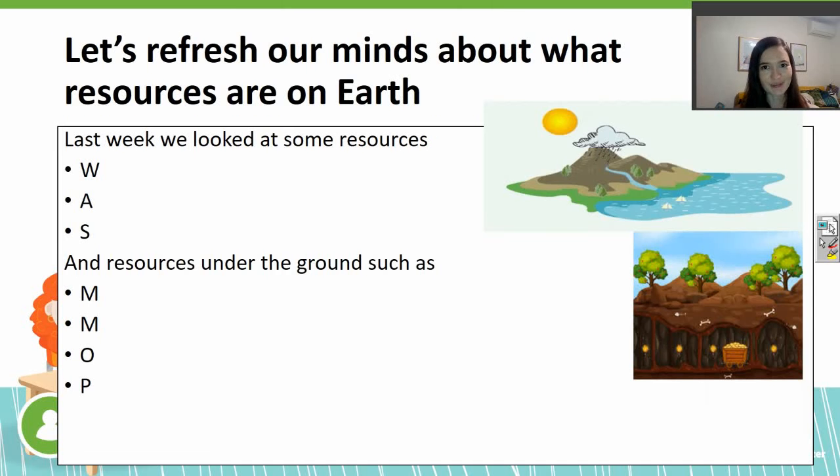Okay, so let's refresh our mind about what resources are on Earth. So we've looked at all of these. The first one starts with a W, is water, well done. The next one starts with A, is air. The next one, which starts with S, is soil. And then we've got metals, which are under the ground, minerals, which are also under the ground, oils and petrol.